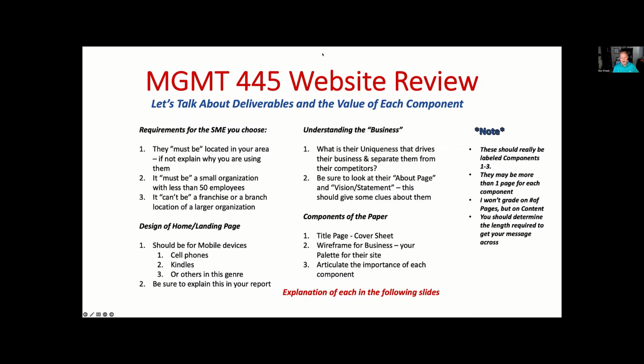Components of the paper: title page, cover, wireframe for your business, a palette for their site. We went over the wireframe. Articulate the importance of each component. Note, these should be labeled components 1 through 3. They may take more than a page for each component. I won't grade on number of pages, but on content. You should determine the length required to get your message across. If you give me 3 pages and it's nothing but fluff, you're going to have a rough time. But if you give me 3 pages and you nail it, that's not a problem.